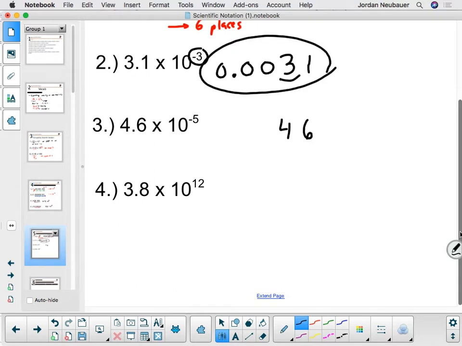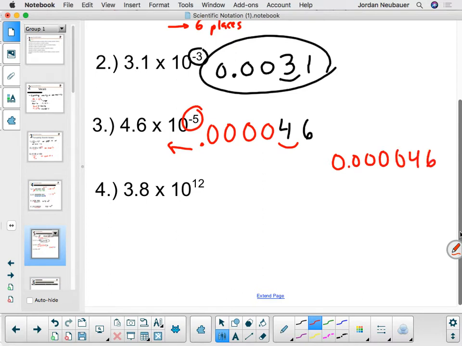Grab my 4 and my 6. I've got negative fifth power, which means I'm just moving it this way, to the left. I move left 1 to get to negative, to move 1 spot, and then I need to go 1, 2, 3, 4 more. Okay. Final answer here is 0.000046. Super small number.